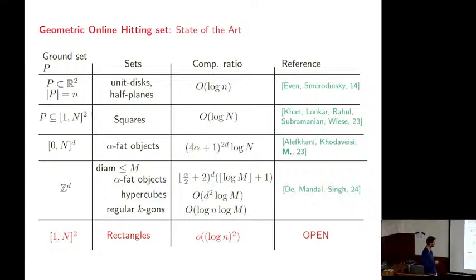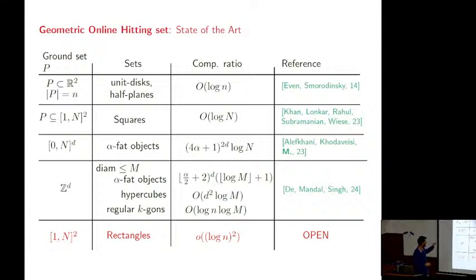There is a log n bound where this capital N corresponds to any set of points that can be taken in a grid of height n. And this works for squares. So with some students, we generalized these ideas to any fat objects in dimension d, and this ratio was later improved to this ratio, and these authors showed a bound for hypercubes and polygons.